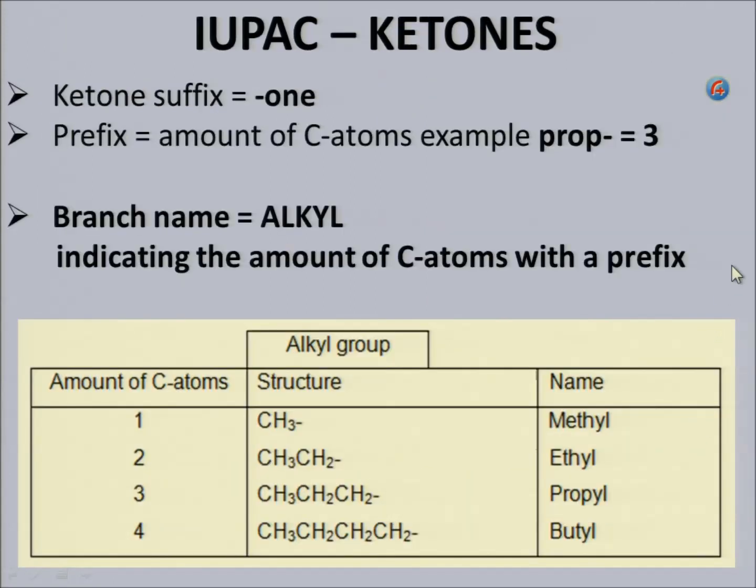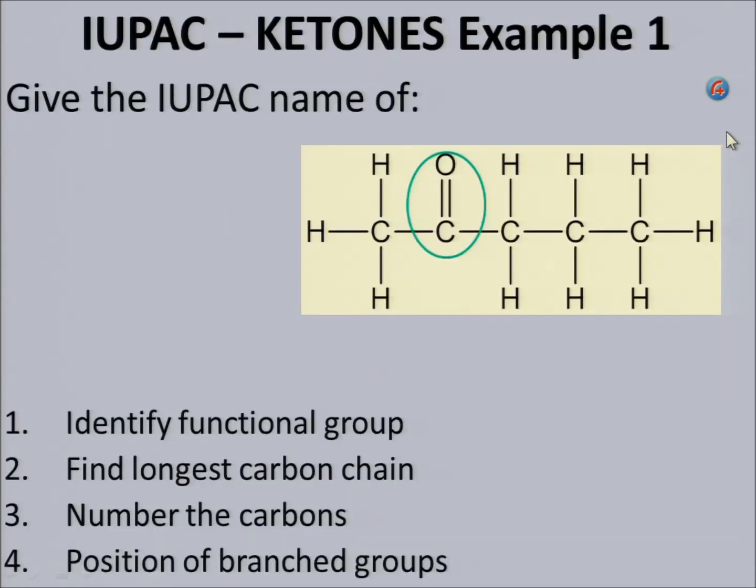Now for ketones. Ketones have the suffix -one at the end of the name. And then the base name and the alkyl groups work as usual. So example 1. Give the IUPAC name of this molecule. First thing is to identify the functional group. If you see a carbon double bond oxygen, you know it should either be an aldehyde or a ketone.